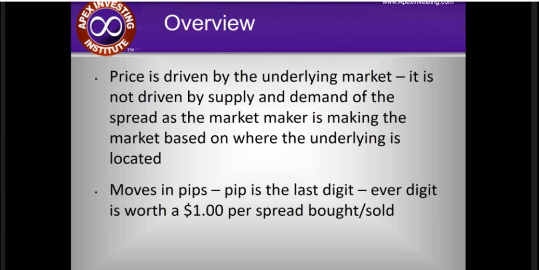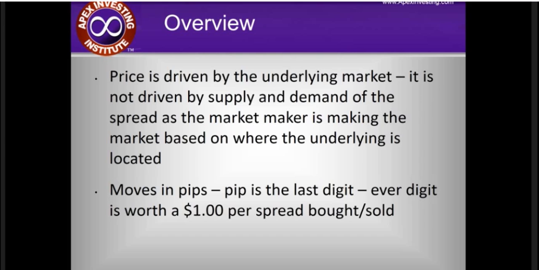But it's really nice because it's really simple: it's only 1 day until expiration, so maybe 1 hour till expiration. They move in pips or ticks, which is the last digit of the quote. So if it quotes at 1.25001, then the 1 is the pip or tick. And every digit, or pip or tick, is worth $1, which is really nice.